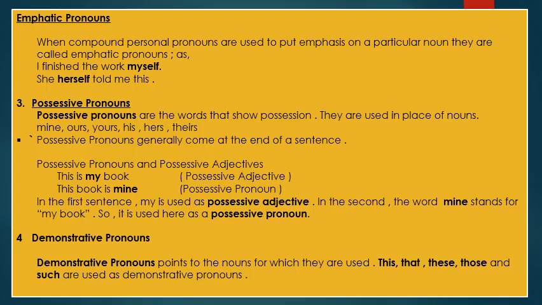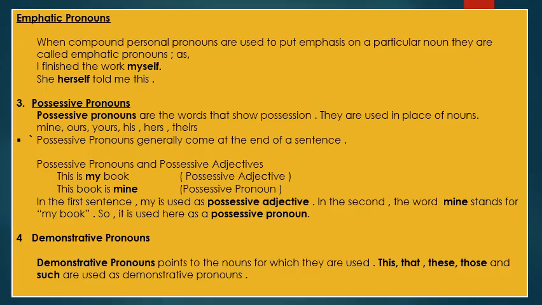Possessive pronoun and possessive adjective. See the difference? Number 1 is, this is my book. It is a possessive adjective. And the second one is, this book is mine. It is a possessive pronoun. In the first sentence, my is used as a possessive adjective. In the second sentence, the word mine stands for my book. My book means noun. So it is used here as a possessive pronoun.